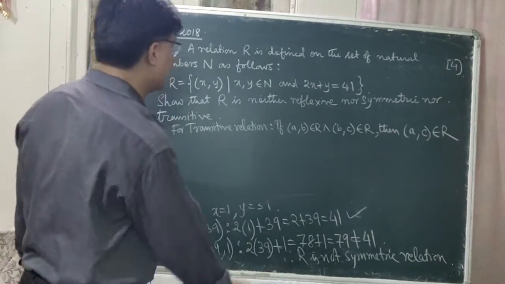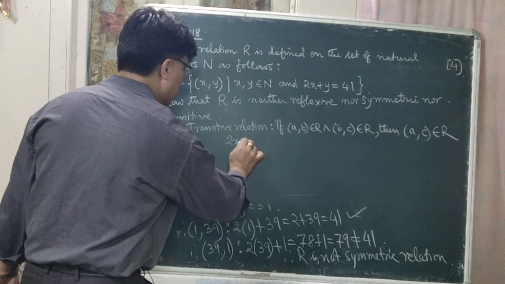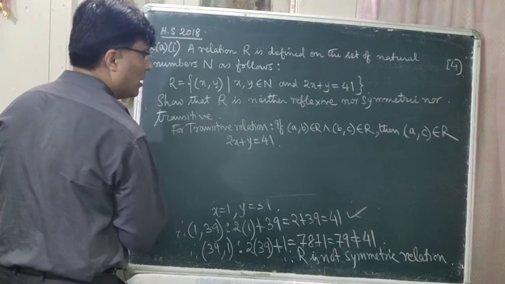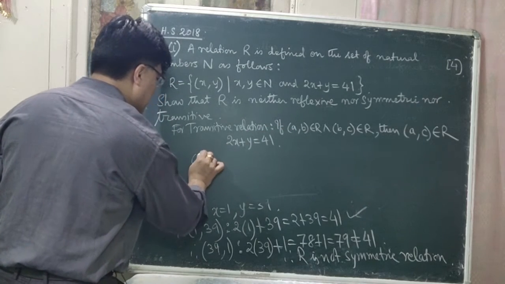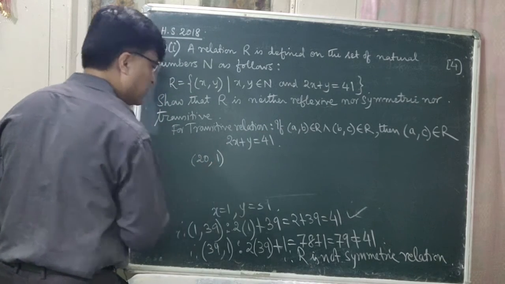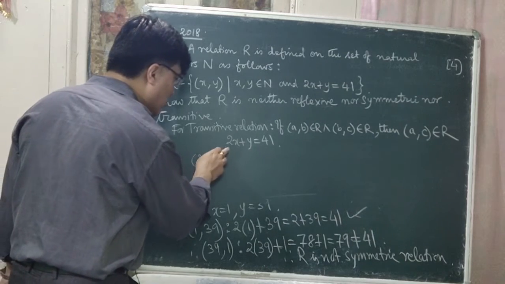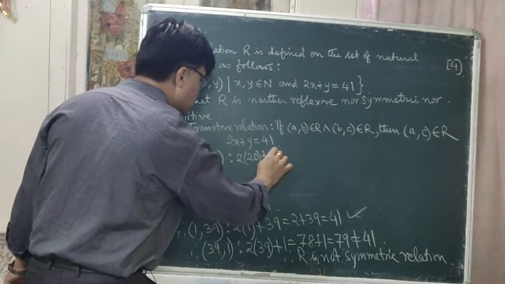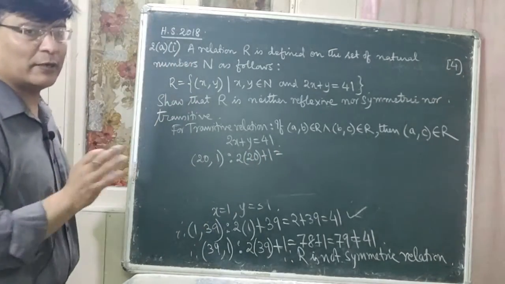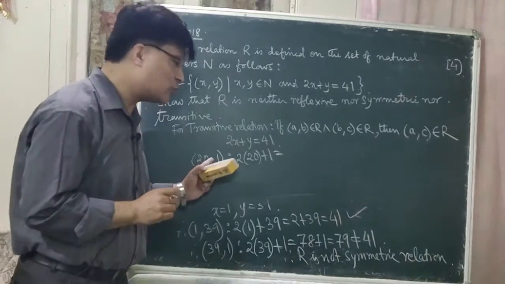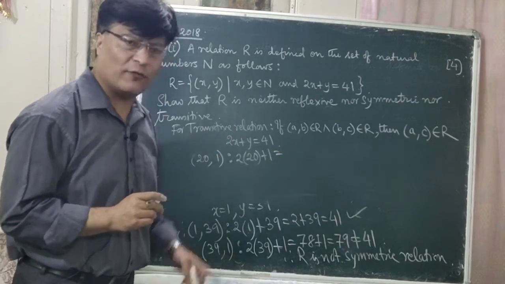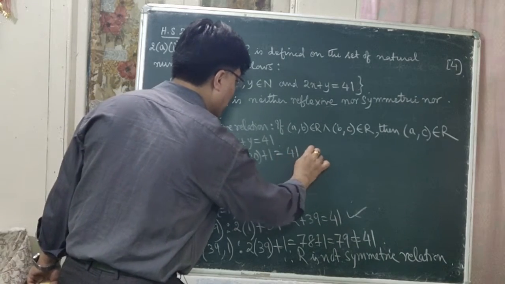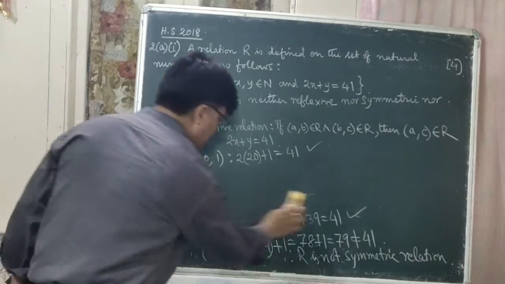So now let us take an example. 2x plus y is equal to 41. Let us take here A as 20, 1, because this 20, 1 will satisfy this equation. You have to take the ordered pair in such a way that it satisfies the relation 2x plus y is equal to 41. That is 2 into 20 plus 1, 2 into 20 is 40, 40 plus 1 is 41. This is correct.